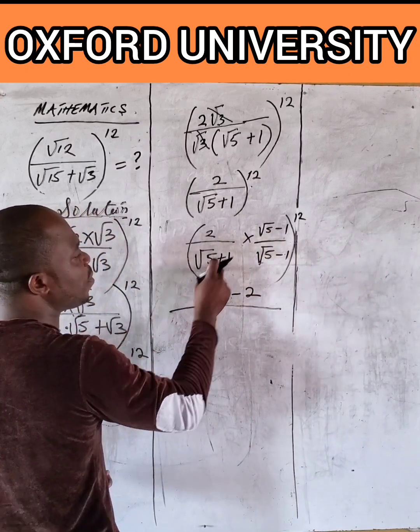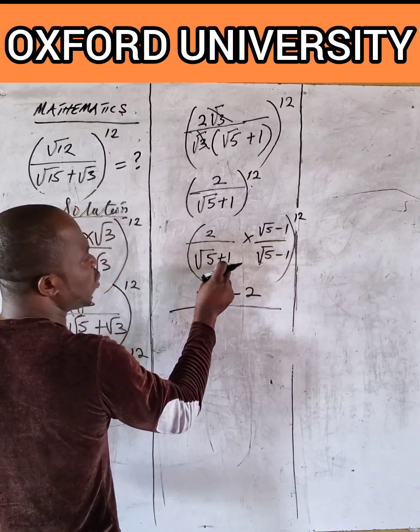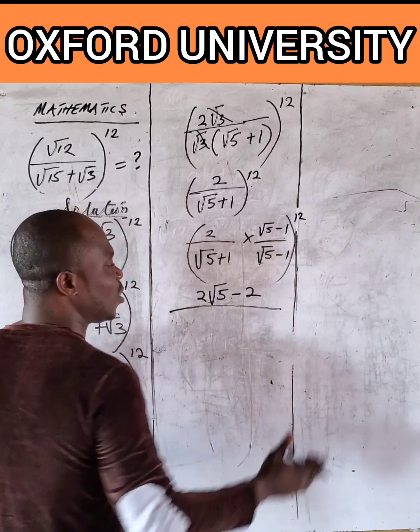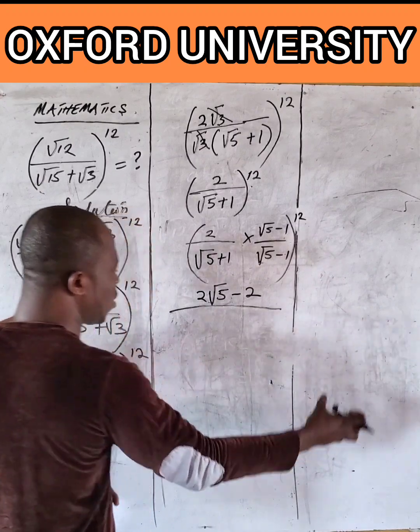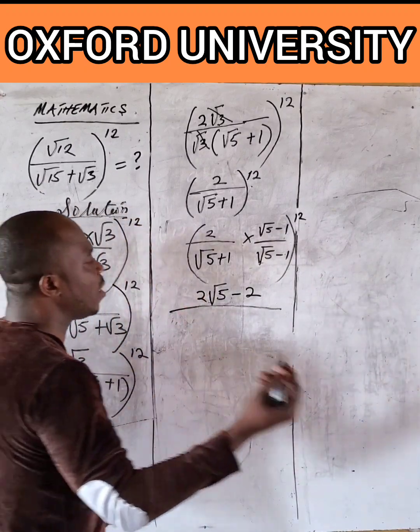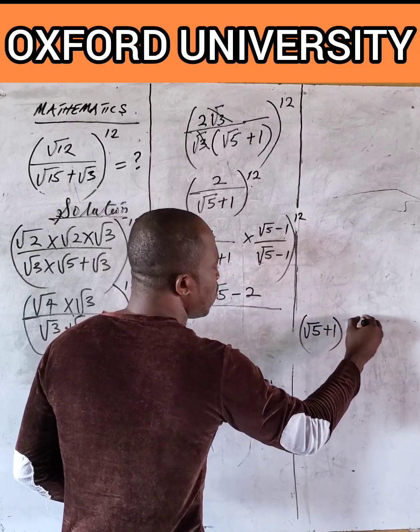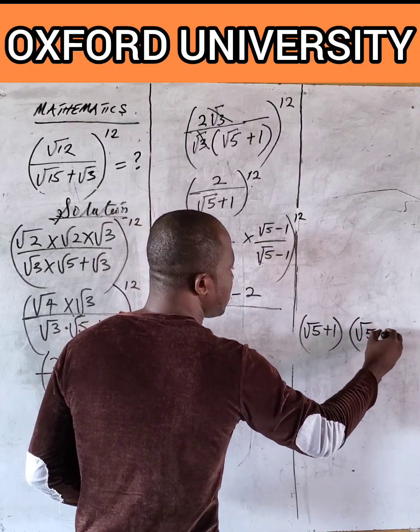So this will be multiplying this. Root 5 plus 1 will be multiplying root 5 minus 1. So permit me to solve it here. Then whatever we get, we replace it here. So what are we solving? We are solving root 5 plus 1 multiplied by root 5 minus 1.